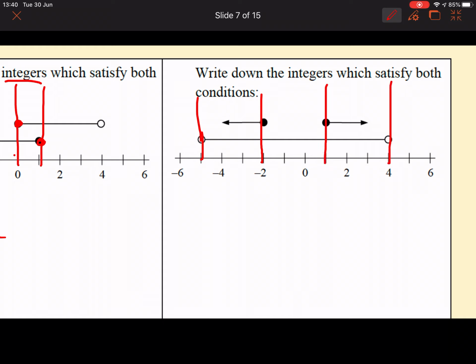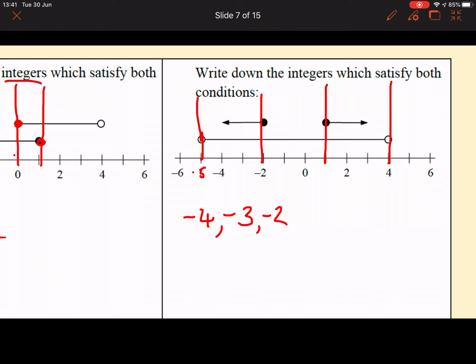Let's look at the left-hand side first. Now, what's the lowest possible value? If you look at that top inequality, that's going all the way left. It's just got an arrow pointing left, means it goes on to infinity. But the bottom one doesn't. The bottom one finishes at -5, but with an open circle. So it can't be -5. So the smallest integer would be -4. It could be -3. Now have a look at -2. That's on this other upper hand cutoff, but it is a closed circle, so it can include -2.